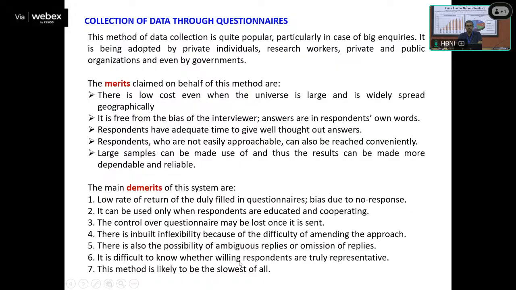It is difficult to know whether willing respondents are truly represented. Those who have sent a response, have they given a correct response, or are they experienced enough to give it? Whether they are a true representative, you are not aware of that. This method is likely to be the slowest of all. So these are the demerits of data collection through questionnaires. As with every method, it has its own advantages and disadvantages. We have gone through the merits as well as the demerits of this method of data collection through questionnaires.